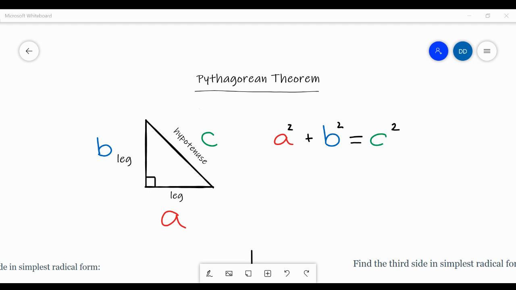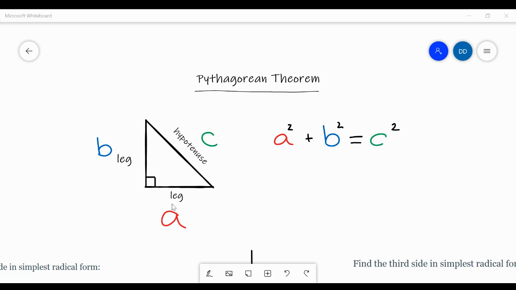Everyone, so today's lesson is how to continue to use the Pythagorean theorem, but we're going to take a look at questions that might look a little more complicated. So in order to do these questions, we still need to know how to use the Pythagorean theorem, and that includes how to label your triangle.